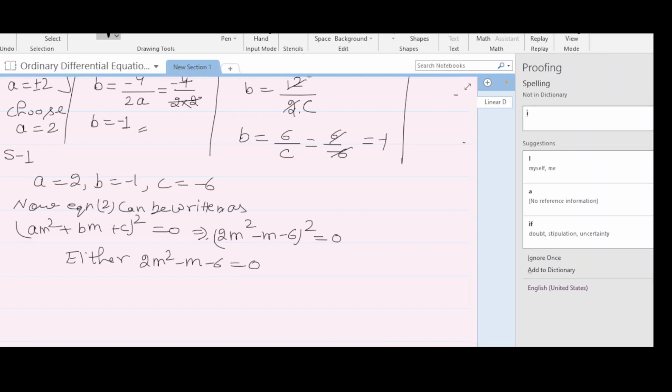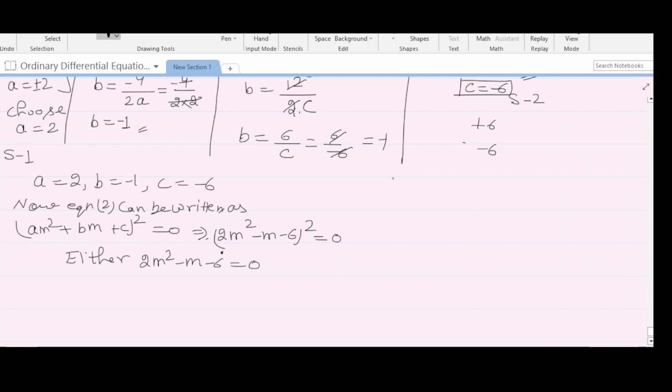Now in order to find out its root, what we have to do? We have to multiply 6 by 2, that is 12. So the factors of 12 whose difference gives minus 1 will be 4 multiplied by 3. So it can be written as 2m² − 4m + 3m − 6 = 0.